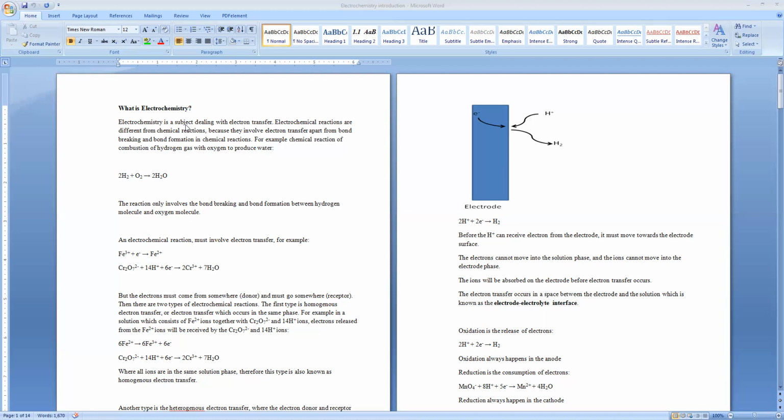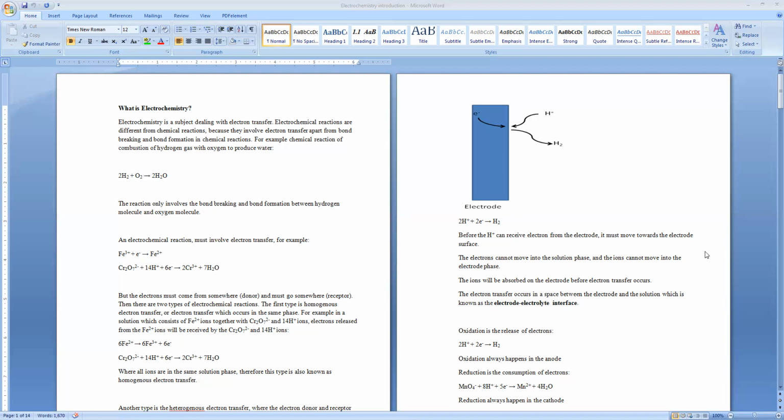For example, a simple chemical reaction, like the burning of hydrogen gas with oxygen to produce water. Hydrogen gas plus oxygen gives water molecule. This reaction only involves bond breaking and bond formation between the hydrogen molecule and the oxygen molecule, so there is no electron transfer. Basically, the hydrogen molecule breaks into hydrogen atoms, the oxygen molecule breaks into oxygen atoms, and they combine to give the water molecule. So this change is only to do with bond breaking and bond formation. So it is a chemical reaction.